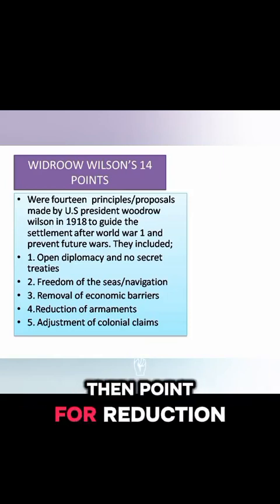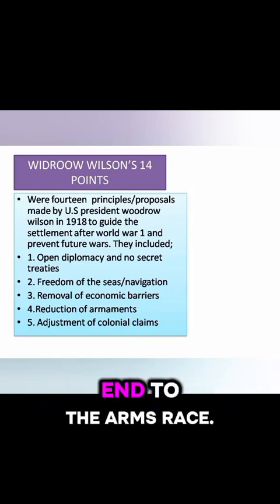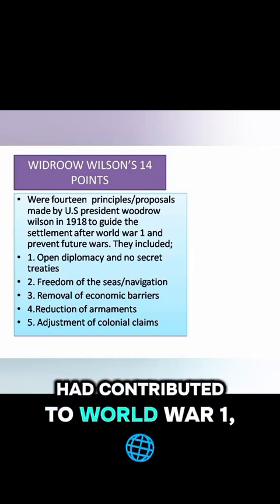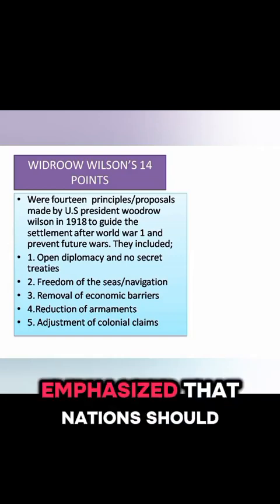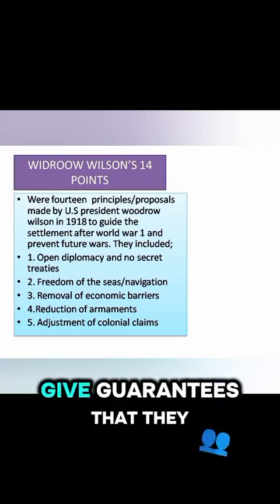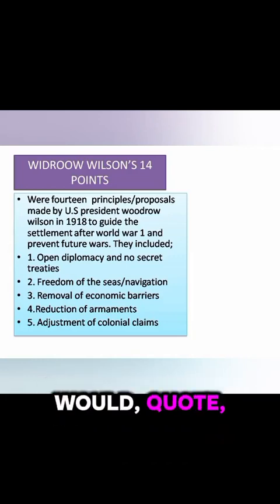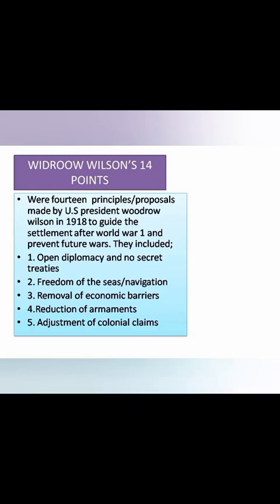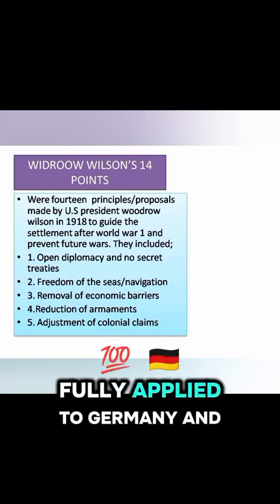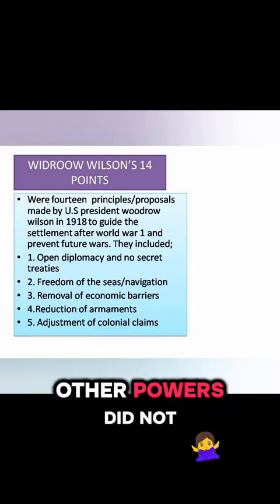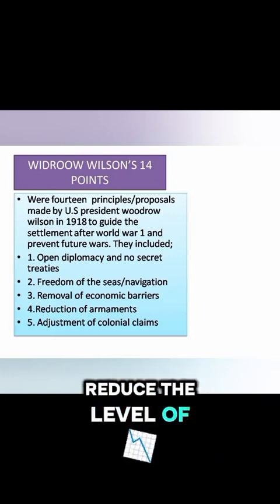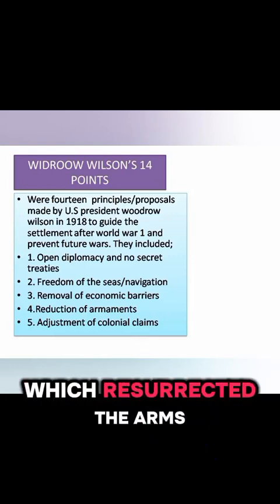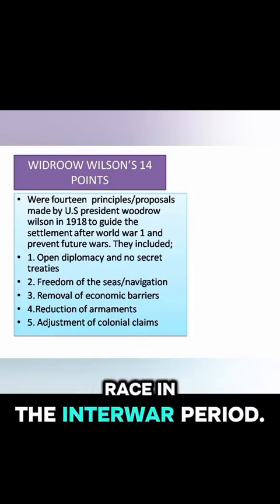Then point 4, reduction of armaments or an end to the arms race. Aware that the arms race had contributed to World War I, Wilson's fourth point emphasized that nations should give guarantees that they would, quote, disarm to the lowest level consistent with domestic safety. While this provision was fully applied to Germany and her allies, other powers did not reduce the level of their arms. This gave Hitler an excuse to rearm Germany, which resurrected the arms race in the interwar period.